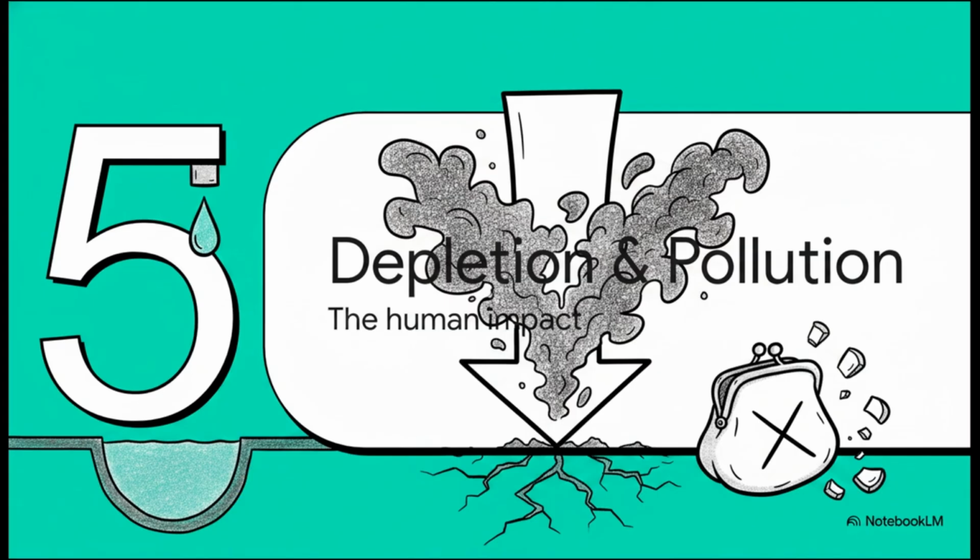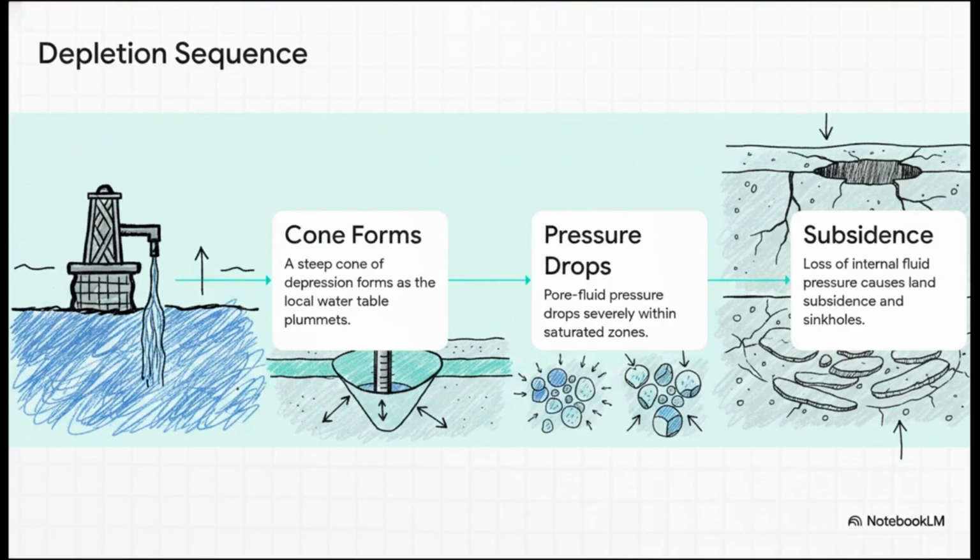Section 5, Depletion and Pollution. Time to talk about the human impact. Okay, so what exactly happens when we treat this slowly recharging system like an endless bank account? Well, when our extraction outpaces that incredibly slow natural recharge rate, the local water table around the borehole plummets. This creates a steep, cone-shaped depression underground.